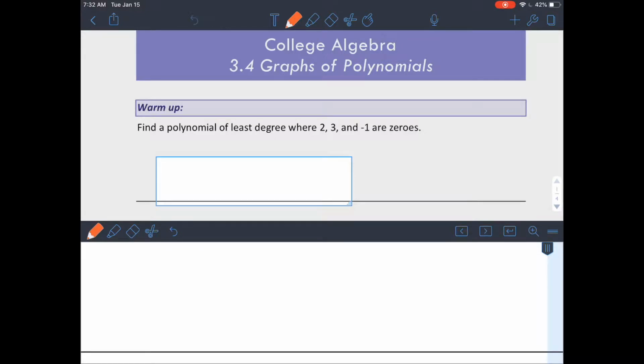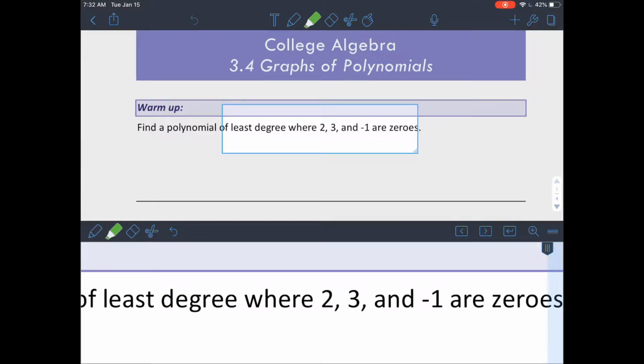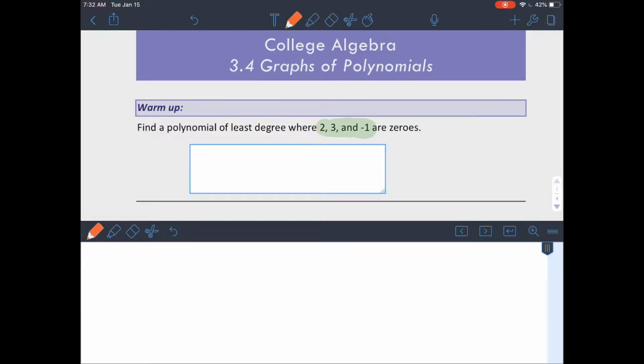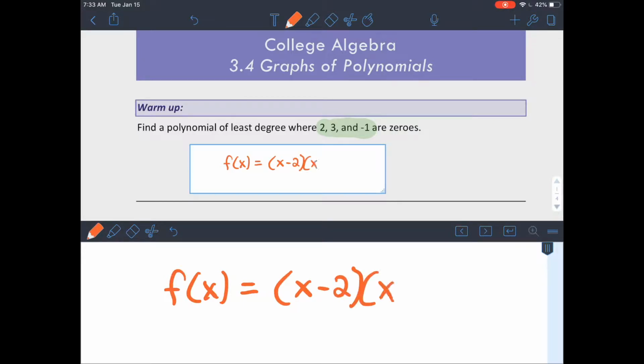Okay, so we're going to look at some graphs of polynomials today, which, quick recap, if you're finding a polynomial of least degree with those three zeros, then you can write your factors that go along with it. So zeros of 2 and 3 would give you x minus 2 and x minus 3, and a zero of negative 1 would give you x plus 1. That'd be your least degree polynomial, each of those factors to the first power.